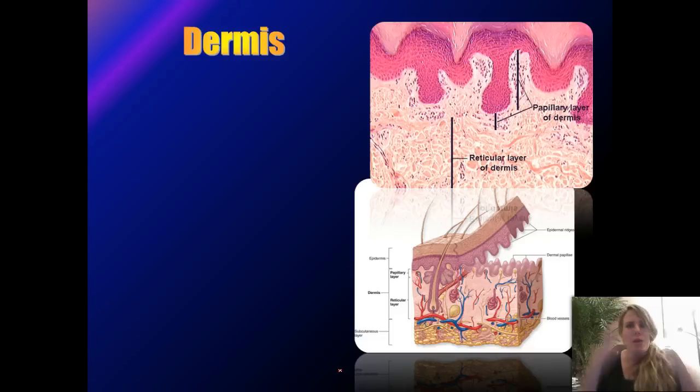From the bottom up, we've got stratum basale, stratum spinosum, stratum granulosum. In thick skin, we have stratum lucidum. And at the uppermost part, the most superficial, stratum corneum.